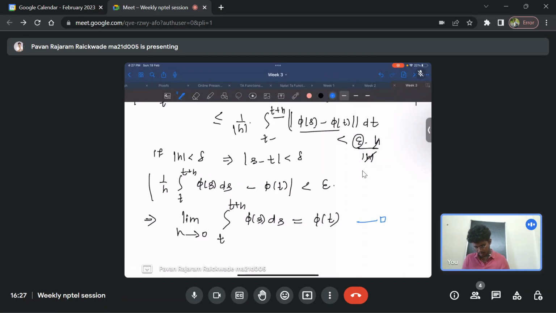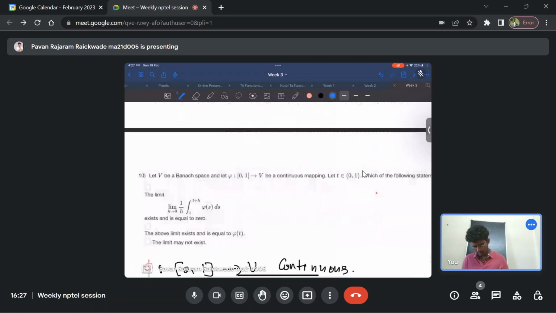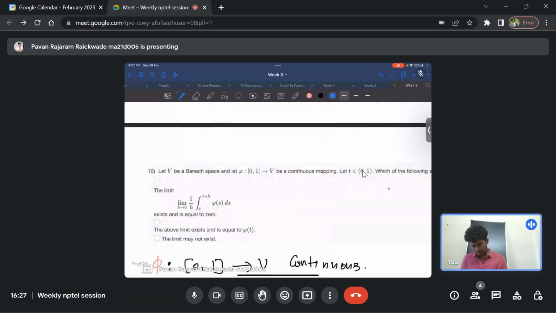So what are the options we have? Exists and equal to 0, no. The above limit exists and equal to phi of t, correct. Limit does not exist, wrong. So we are finished here.